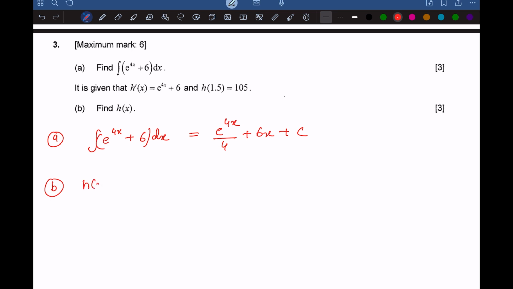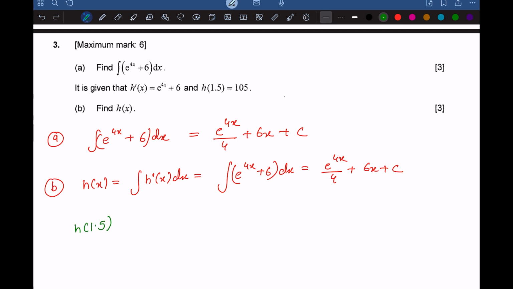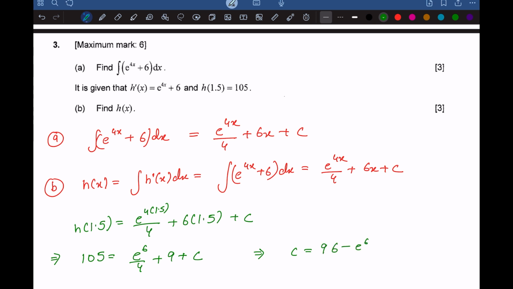So find h(x). h(x) would be the integral of h prime x, which is the integral of e to the power of 4x plus 6 dx. So h(x) finally is e to the power of 4x by 4 plus 6x plus c. Okay, and h of 1.5 is 105. So we can find the value of c from here. This is equal to e to the power of 4 times 1.5 by 4 plus 6 times 1.5 plus c. So from here, h of 1.5 is 105, e to the power of 6 by 4 plus 6 times 1.5 is 9, plus c. So from here, c becomes 105 minus 9, which is 96, minus e to the power of 6 by 4.